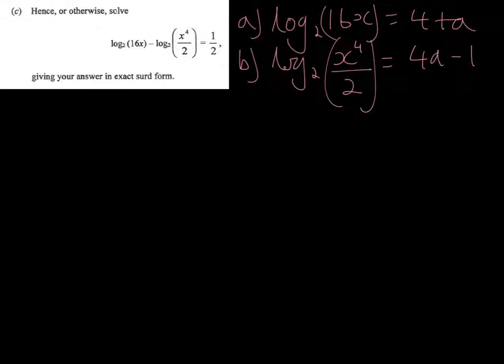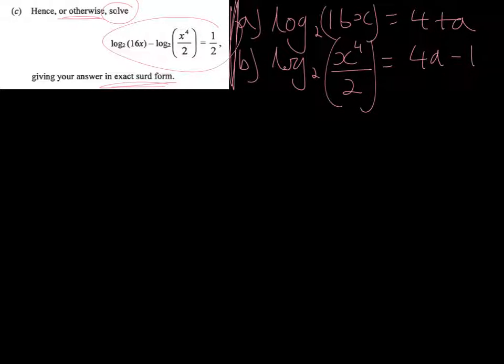Part C is where the fun really starts. We are told to solve, using the answers to part A and B, which we found earlier, or otherwise, the solution to this expression here. And the kicker here is that we need to give our answer in exact surd form, which is just that extra layer of challenge for the final question of the paper.